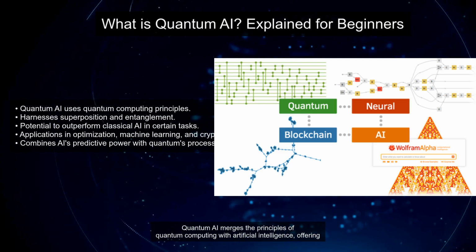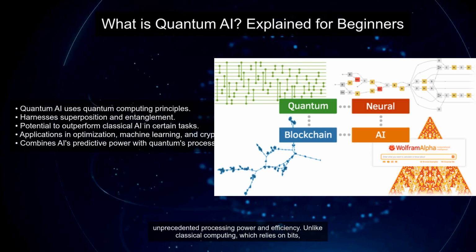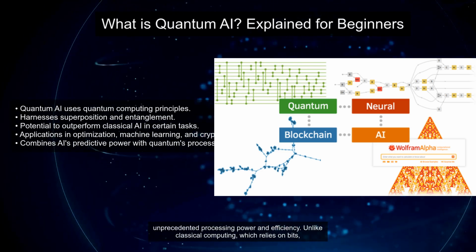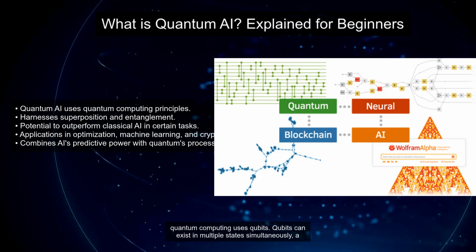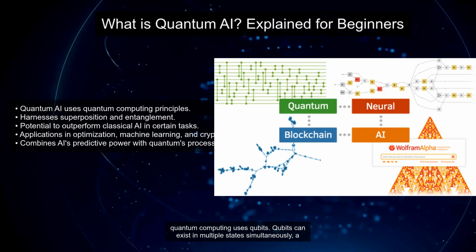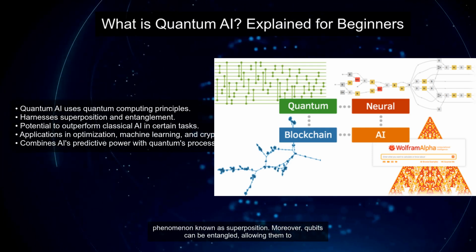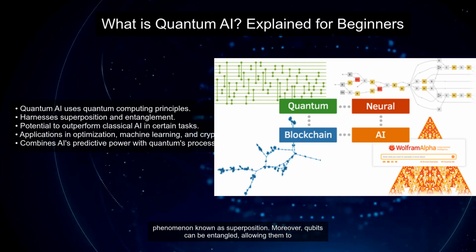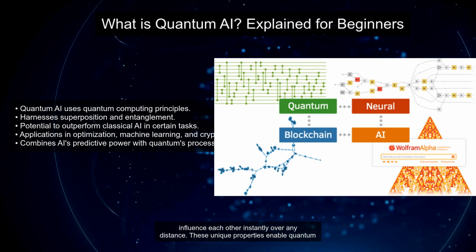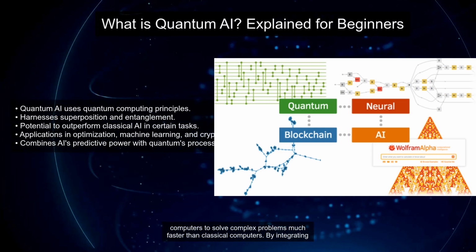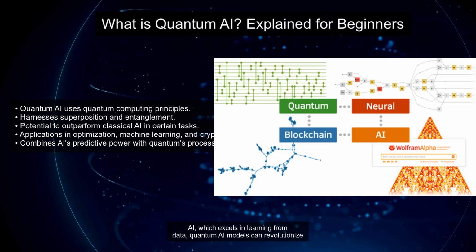Quantum AI merges the principles of quantum computing with artificial intelligence, offering unprecedented processing power and efficiency. Unlike classical computing, which relies on bits, quantum computing uses qubits. Qubits can exist in multiple states simultaneously, a phenomenon known as superposition. Moreover, qubits can be entangled, allowing them to influence each other instantly over any distance. These unique properties enable quantum computers to solve complex problems much faster than classical computers.